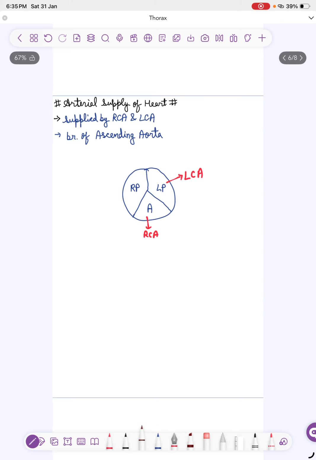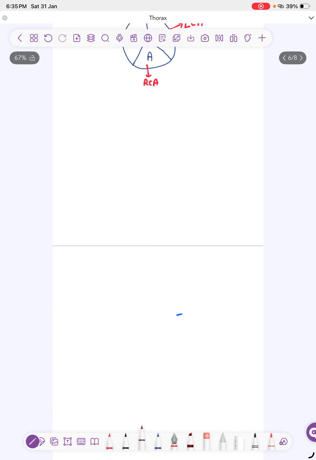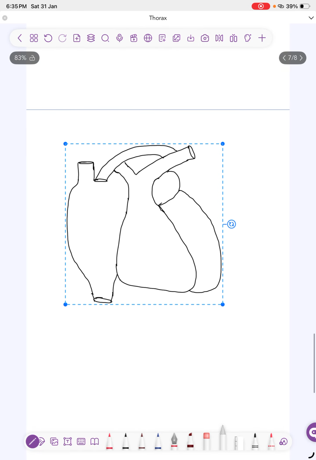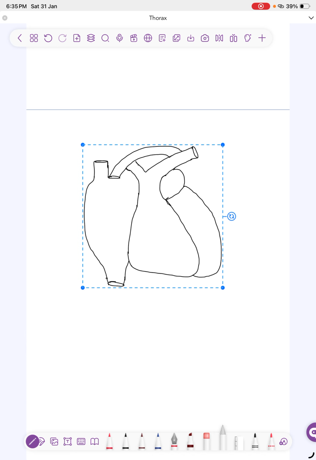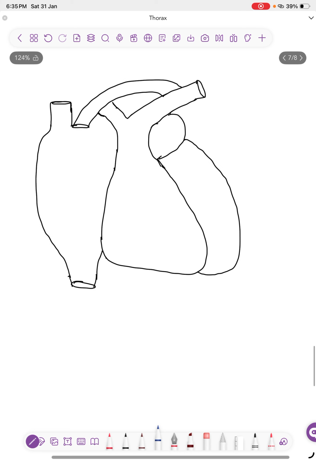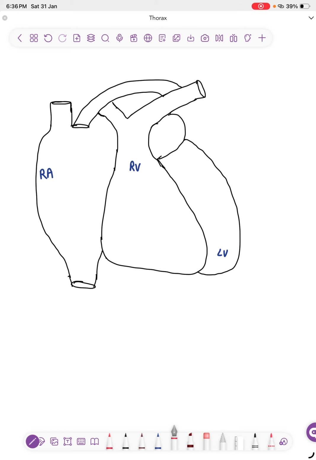Okay, so now let's draw the heart diagram and understand the coronary arteries. See, this is the right atrium. This is the right ventricle. This is the left ventricle, and this is left auricle. Okay, remember this is left auricle. I am not writing because there will be the marking of arteries. First, let's draw the arteries.